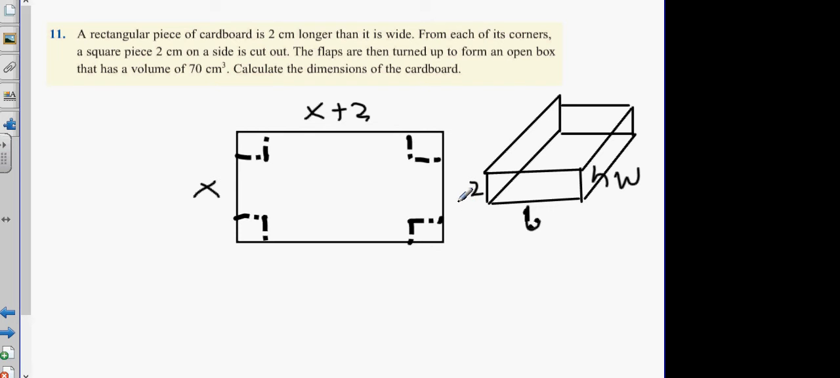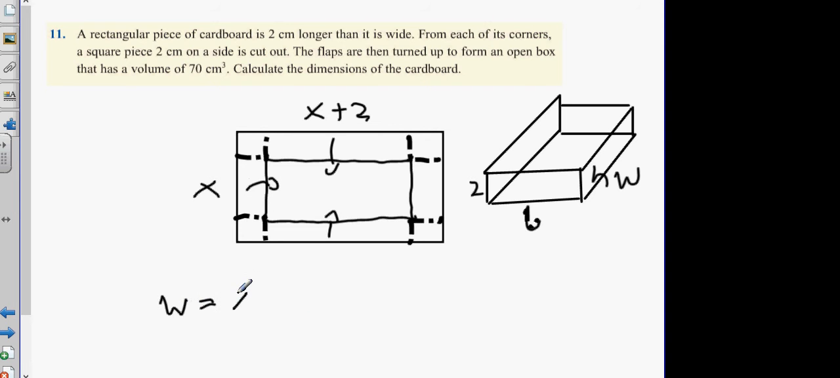Now, this takes a bit of picturing, okay? So, you're going to fold this side up. You're going to break it up into little rectangles. And you're going to fold this side up. So, I reckon when you fold this side up, you lose 2 every time, don't you? So you lose 2 twice. So the new width is going to be x minus 4. Because when you fold it the first time, you lose 2. Fold it the next time, you lose 2. So width is now x minus 4.